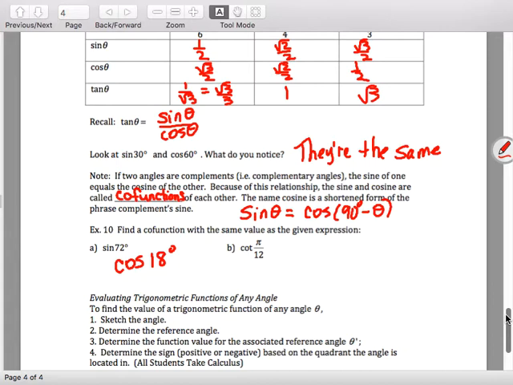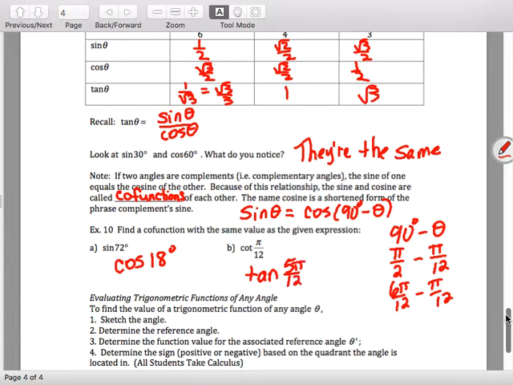In letter B, cotangent of pi over 12. Its cofunction is tangent, but then if you take 90 degrees minus the angle, in radians you make it pi over 2 minus the angle. So we make it pi over 2 minus pi over 12. I need a common denominator, so that's 6 pi over 12 minus pi over 12. So this is the tangent of 5 pi over 12.